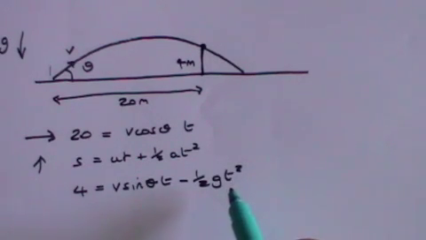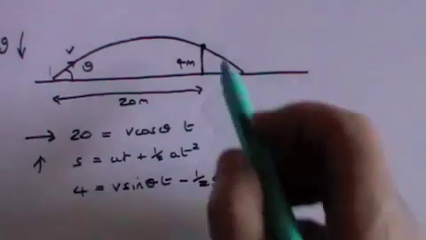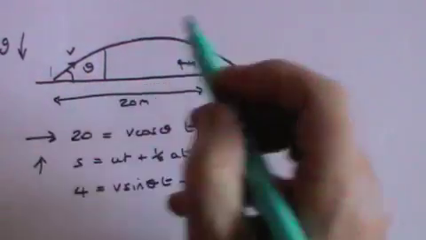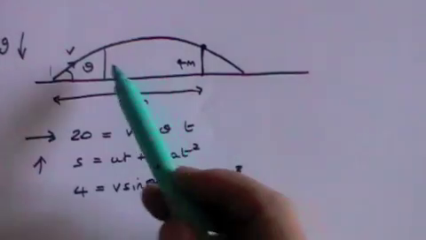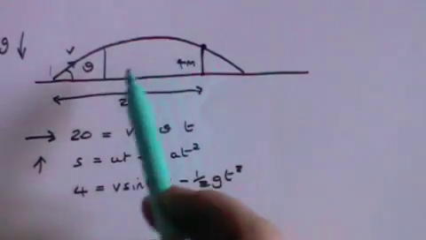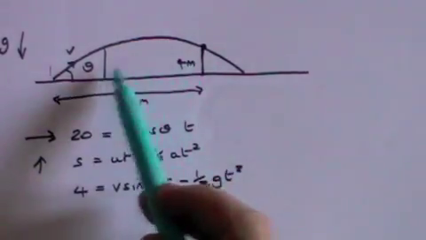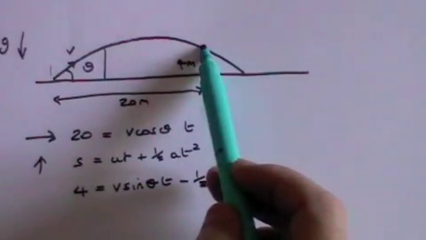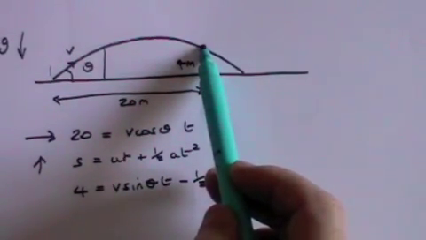And that's perfectly right, because there are going to be two places, two solutions for t, where the ball is at 4 meters. This one here, but of course the ball was also at 4 meters here. That's not the one you want. You want this one. So if you get two values for time, then the answer is that you want the later time, because that's when the ball has got to the further point.